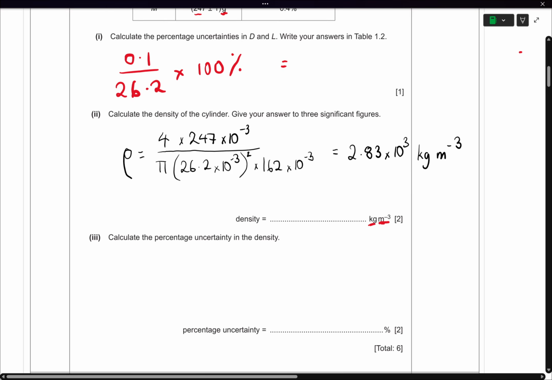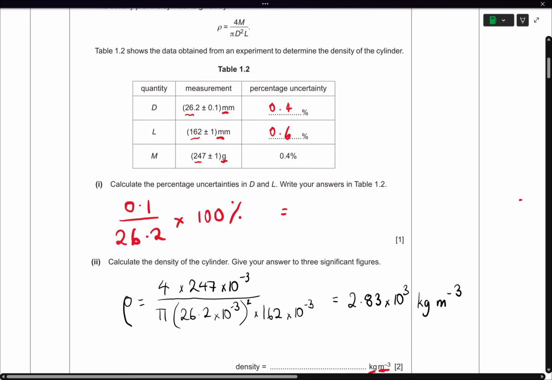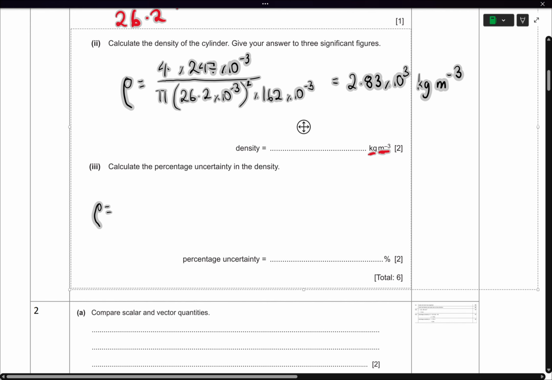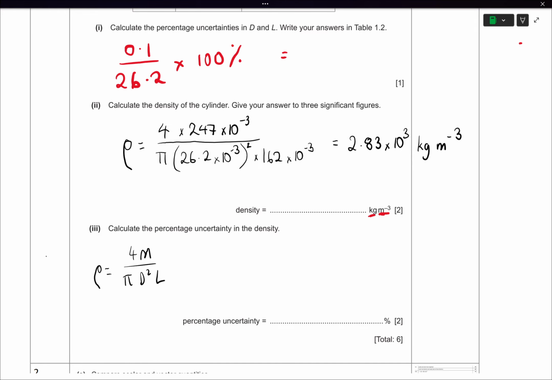Calculate the percentage uncertainty in the density. So let's just write this formula out again. Rho is 4m over pi d squared L. So when we're looking at this, we've got a set of quantities that are multiplied together. Our rule is multiplication and division work the same. When m, d and L are multiplied or divided, we add the percentage uncertainties.